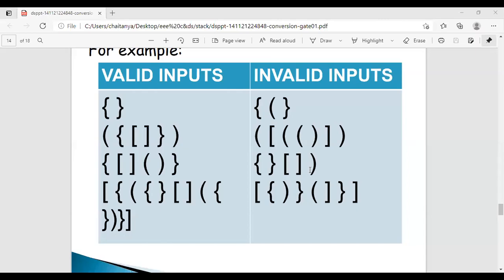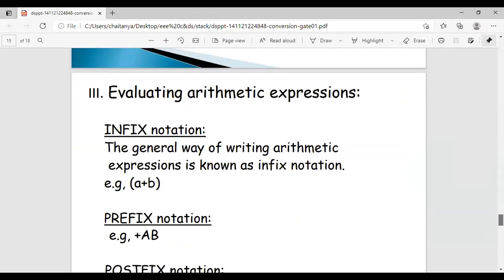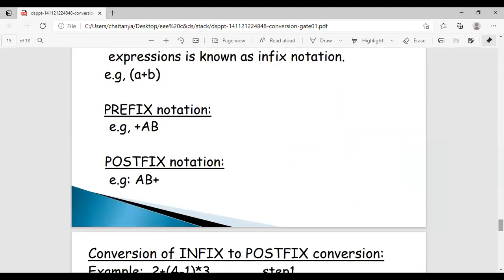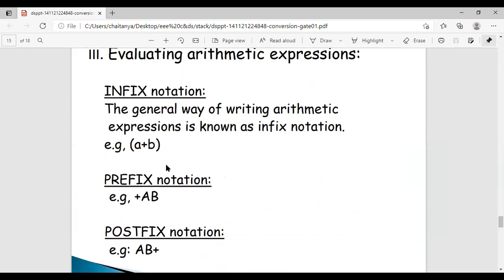Now we have seen the valid input, and now the third and most important application of stack, very important, is evaluating an arithmetic expression. For example, there is an expression a plus b, 2 plus 3. How does the system execute that? The system first converts that into postfix. Infix means a plus b, prefix means plus a b, postfix means a b plus.